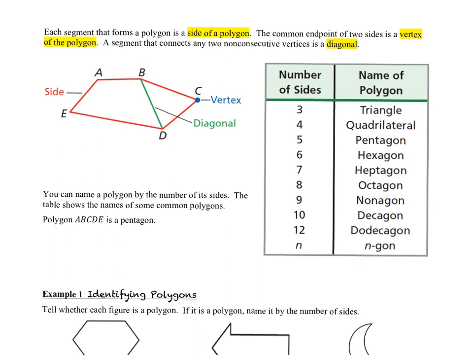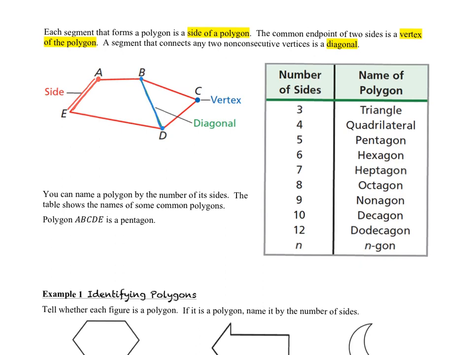So the first thing you have to know is that each segment that forms a polygon is a side of the polygon. So this is side AE, for instance, over on the left here. The common endpoint of 2 sides is a vertex of the polygon. So where 2 sides meet at one point, that's a vertex, like point A is a vertex. A segment that contains any 2 non-consecutive vertices is a diagonal. So as long as they're not consecutive, next to each other, then it is a diagonal. So B is not next to vertex D, so that is a diagonal.